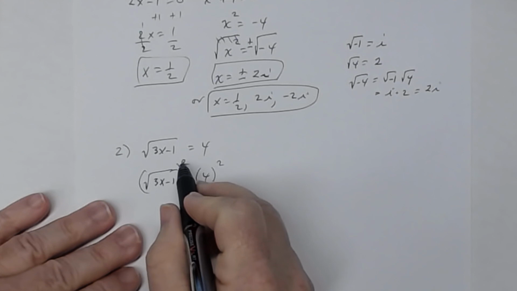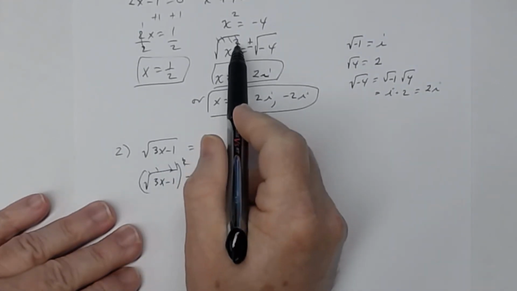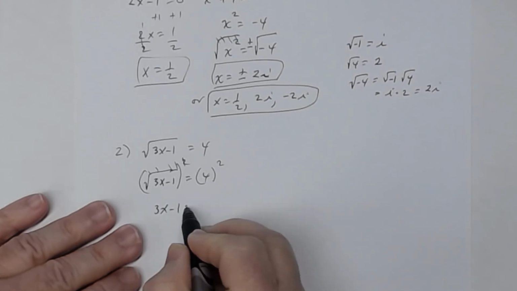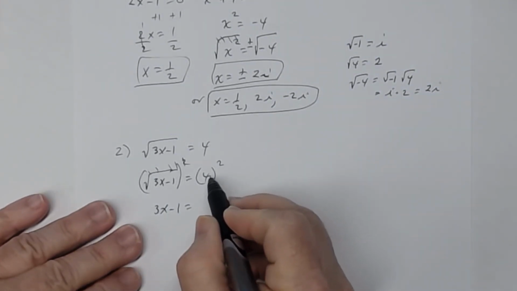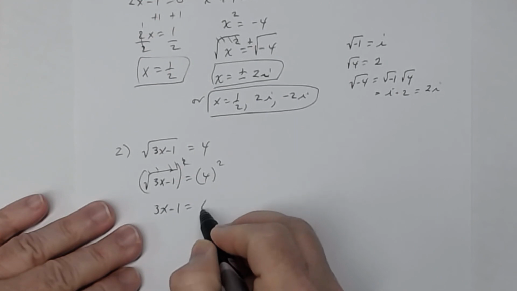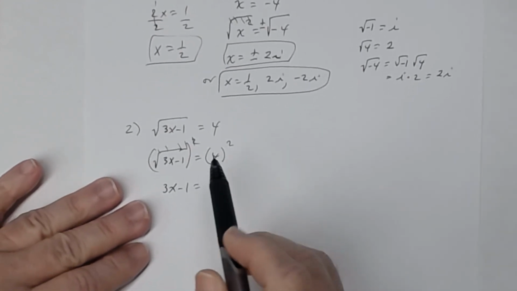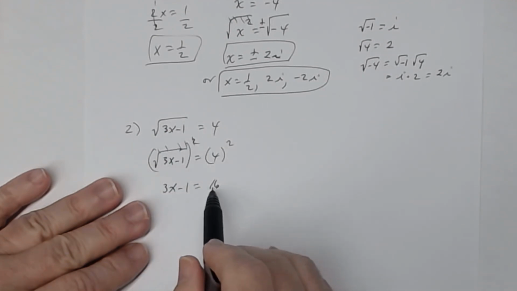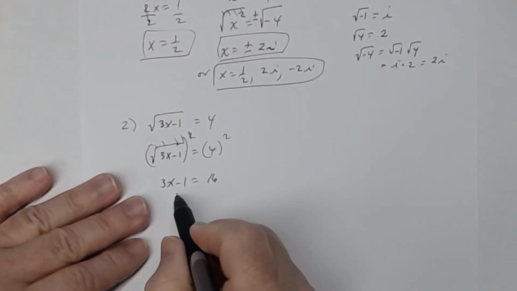And then the square root and the square undo each other, just like we did here. And you're left with the radicand, which is 3x minus 1, equal, and then 4 squared means 4 times 4, which is 16. So notice I went from this radical equation, the square root equation, to a linear equation. And then I'm going to solve this linear equation.